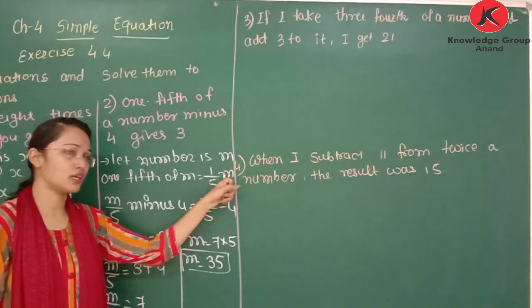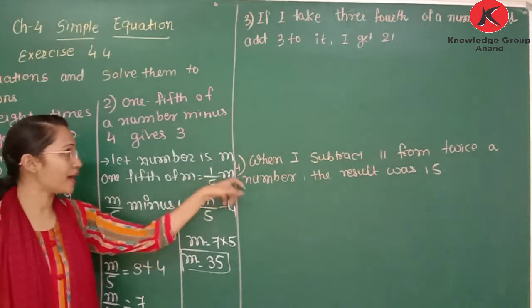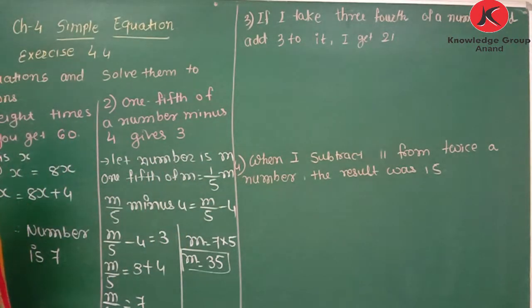m by 5, that is 35 we get here. 35 by 5 is 7. 7 minus 4 is 3.